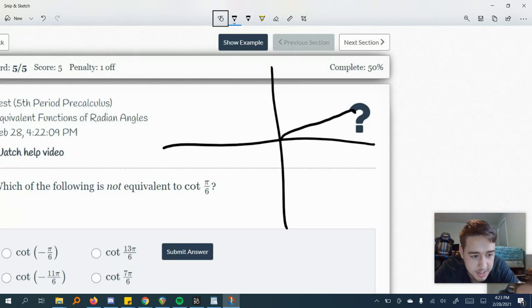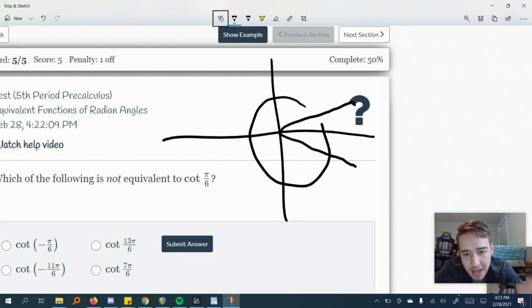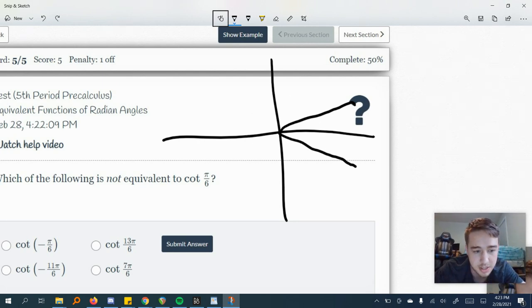So what we're going to do is plot the other ones on here. Negative pi over 6 is just going to be that reflected across the x-axis. 13 pi over 6 is going to be that plus 2 pi, or 12 pi over 6, so it's going to end up where the original started. Minus 11 pi over 6 is going to be that minus 2 pi, so back where it started. And then 7 pi over 6 is going to be our fourth answer, and that's going to be that plus 6 pi over 6, meaning plus pi, so rotate it by 180. And we are going to then note that this has the same reference angle for all our answer choices.